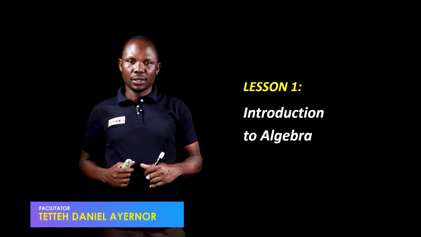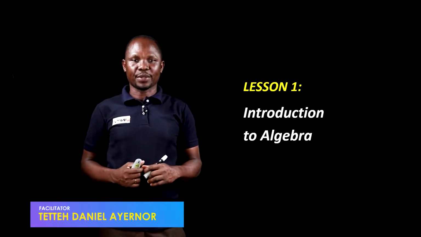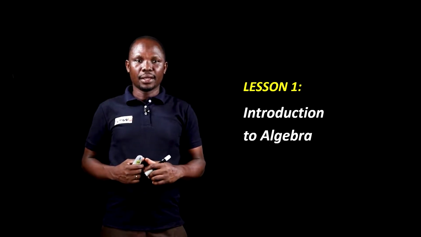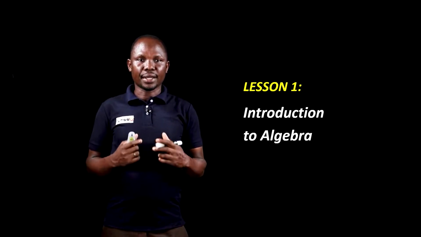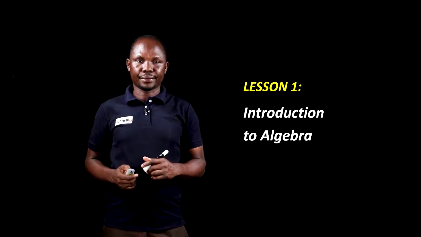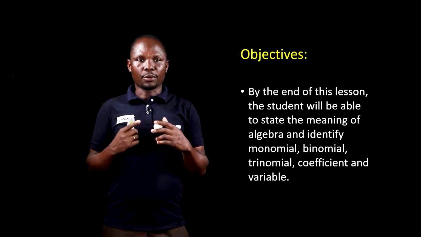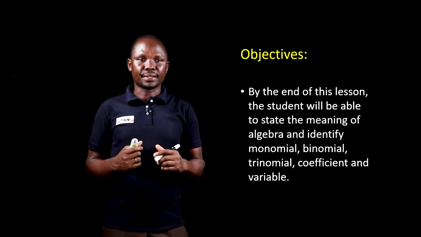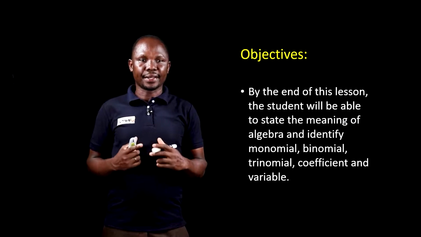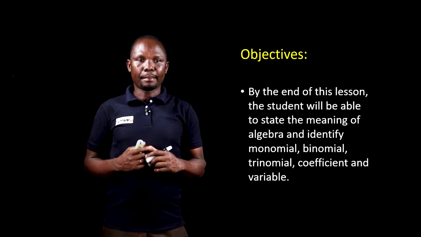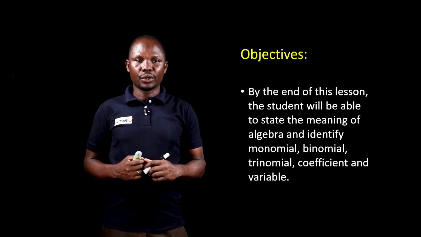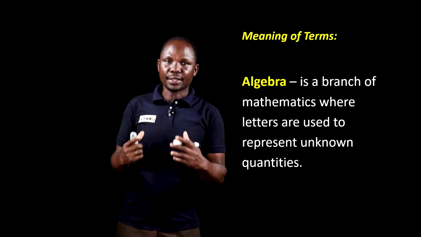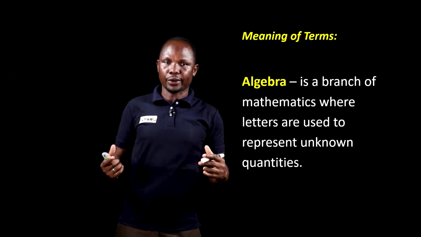In the previous lesson, we studied the various subtopics that we'll study under algebra for Basic 7. In this lesson, we'll study introduction to algebra. Our objective is that by the end of this lesson, you'll be able to state the meaning of algebra and identify monomial, binomial, trinomial, coefficients, and variable. We'll start by looking at the meaning of algebra.